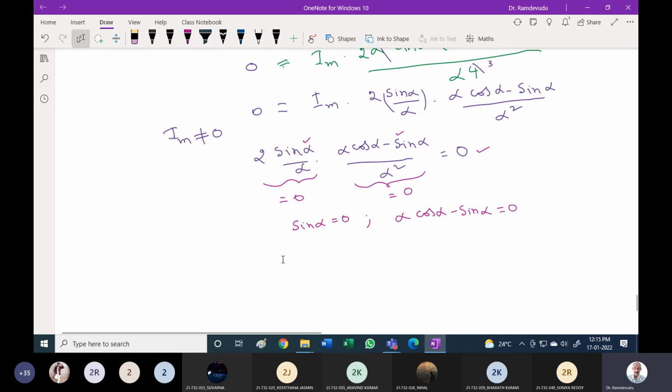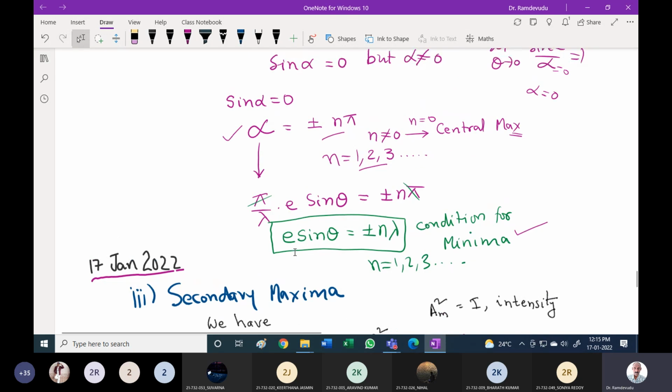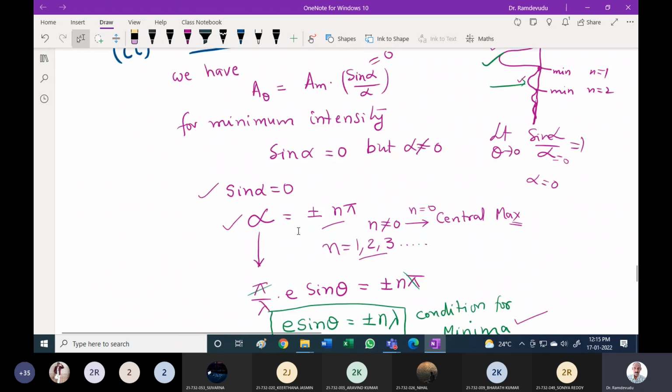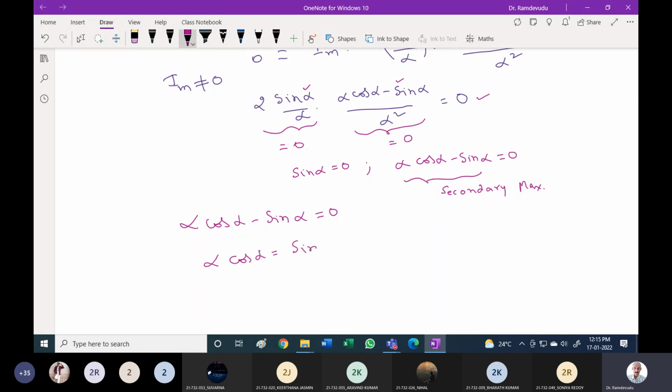Therefore, we have two options. Sine alpha equal to 0, but we have already taken sine alpha equal to 0 for minimum positions. Therefore, the option that is left out is this, which is the condition for secondary maxima. This gives you secondary maximum. From this, alpha cos alpha minus sine alpha is equal to 0, which means alpha cos alpha is equal to sine alpha, so alpha is equal to sine alpha by cos alpha.